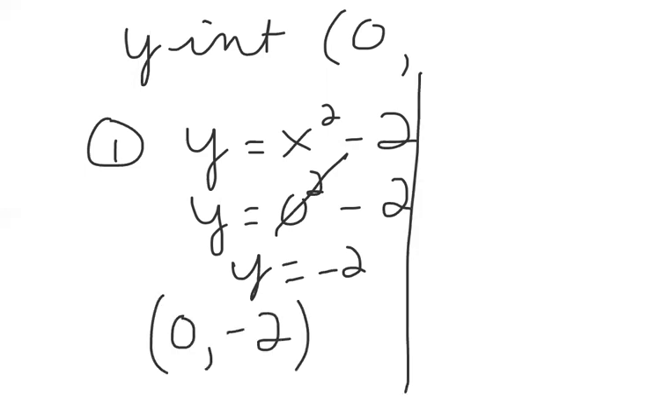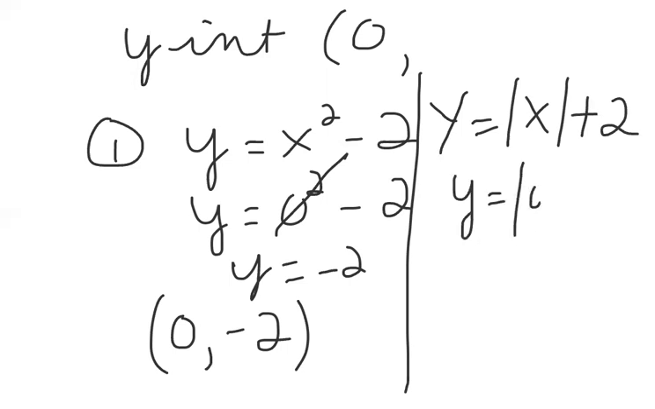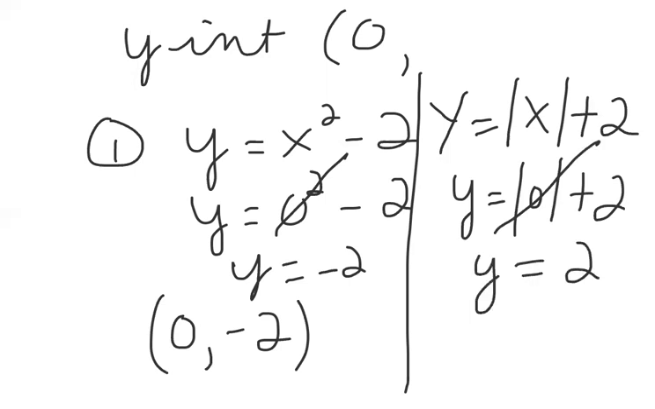What about this one right here? y equals the absolute value of x plus 2. If I ask you to find the y-intercept, you plug in 0 for x and then work it out. This cancels, leaving you with y equals 2. So this one would have a y-intercept of 0, 2. So essentially what I'm telling you guys, it's very easy to find the y-intercept. Whenever you plug in 0, guys, into an equation, into a function, what you're essentially finding is the y-intercept, okay?